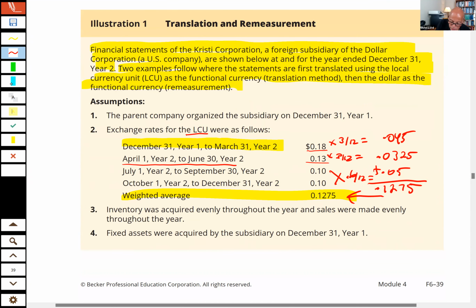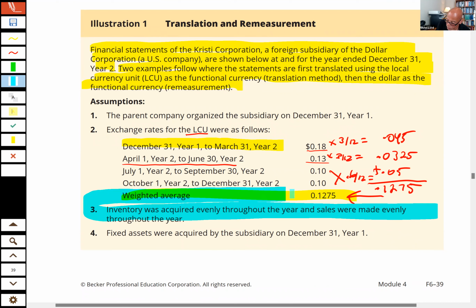Now, they tell us that inventory was acquired evenly throughout the year. Sales were made evenly throughout the year. So I know that I'm going to use the weighted average rate for my inventory and my cost of goods sold. And then they tell me that fixed assets were acquired by the subsidiary on December 31st, year 1. So I know that I'm going to use the historical rate for those balance sheet items, depending on which method I'm using.